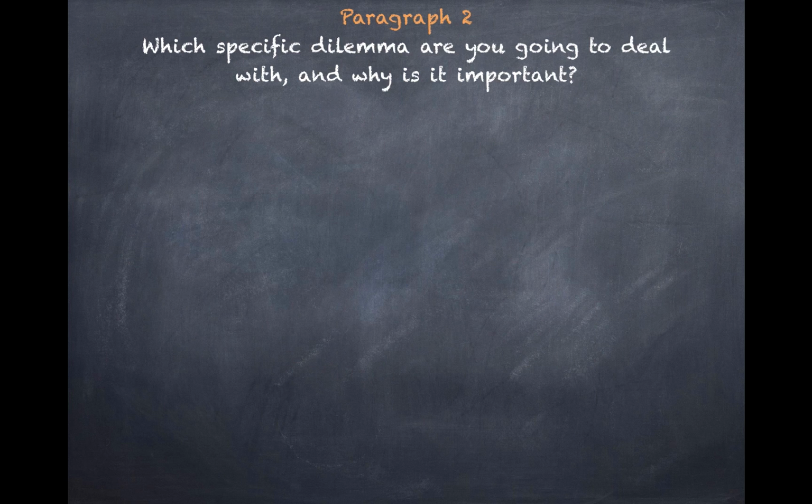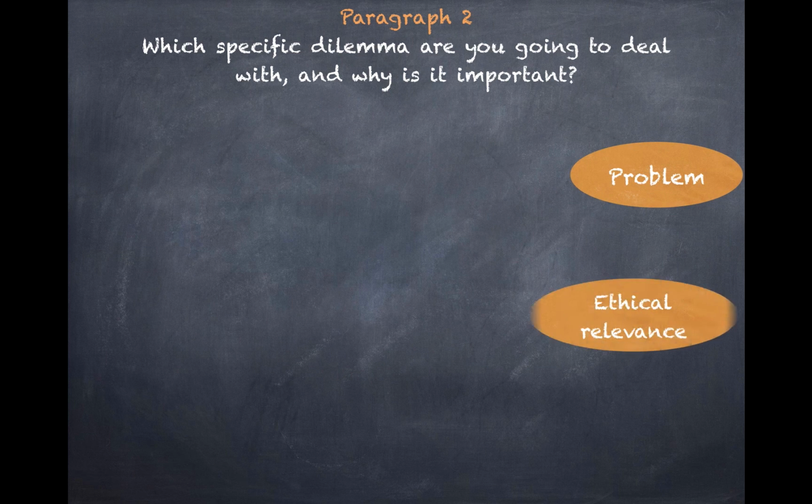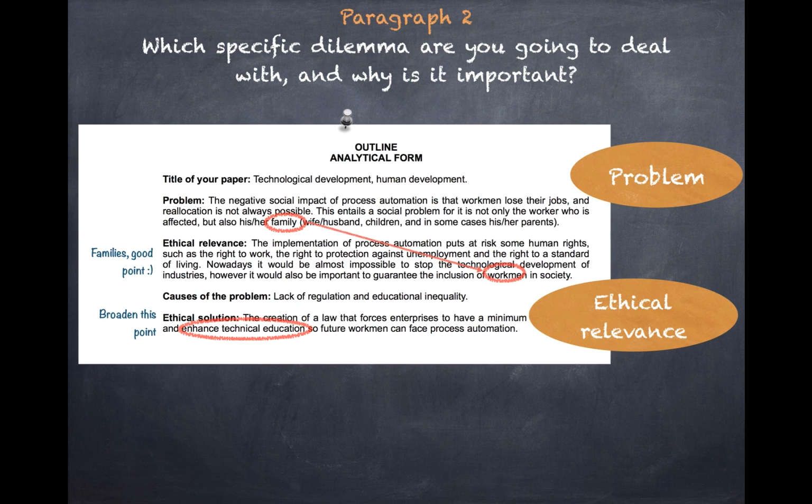The second paragraph has to answer the question, which specific aspect are you going to deal with and why is it important? This is in fact the problem and the ethical relevance that you already wrote in your outline. In the case of process automation, our problem was the negative social impact of process automation: workmen lose their jobs and reallocation is not always possible.